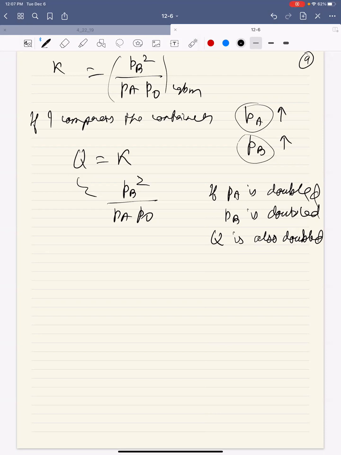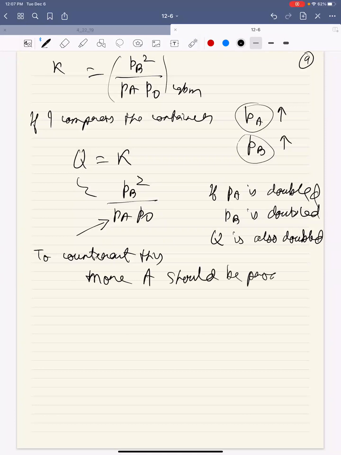A should change twice as fast as B. Because if B and A changed at the same amount, this is kind of simple, but kind of subtle, right? Then your Q is not going to stay the same as K. Q will double, right? But at the same time, if you start producing more A, it will start counteracting the fact that the numerator is really galloping ahead, right? So to counteract this, more A should be produced. In other words, what have we just shown?